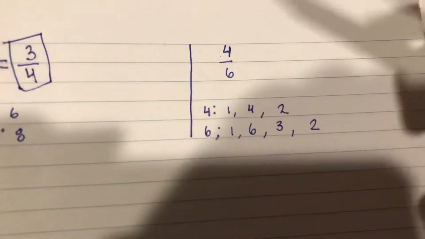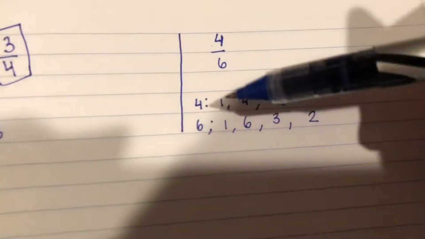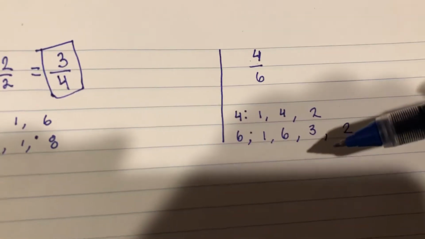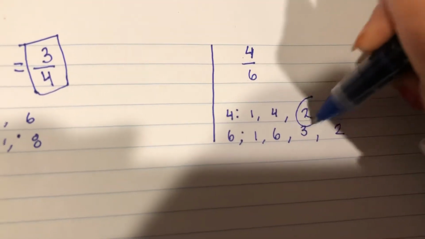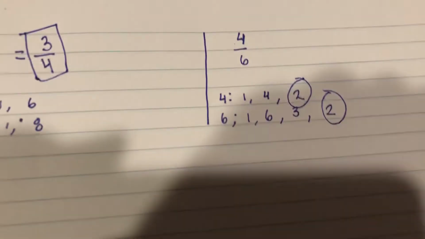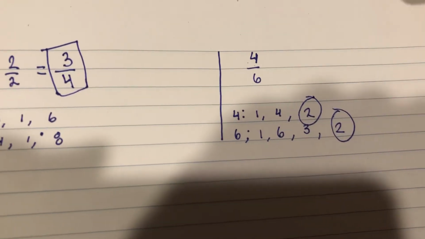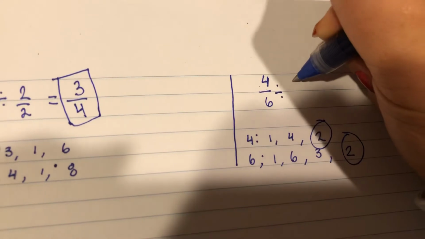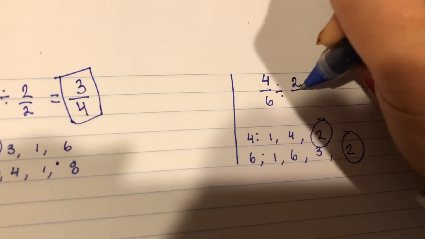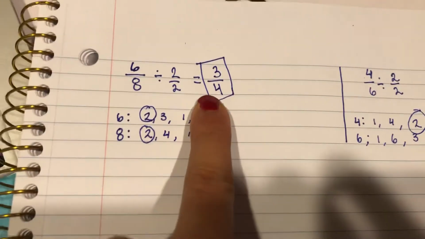So if I'm looking at 4/6, here I listed out the factors. And again, between 4 and 6, the greatest common factor that they have in common is 2. So you're going to go ahead and do the same thing. I divide the greatest common factor by the numerator and the denominator, so you're going to go ahead and do that. And what you have to do is make sure that your final answer is in its simplest form.